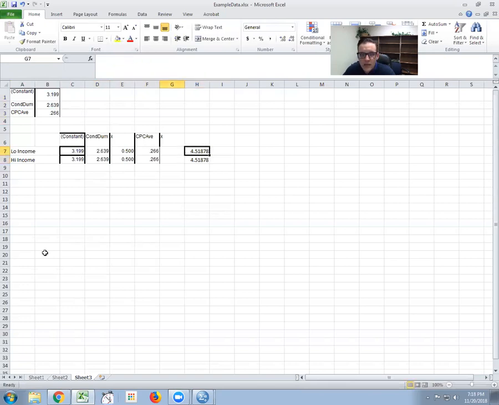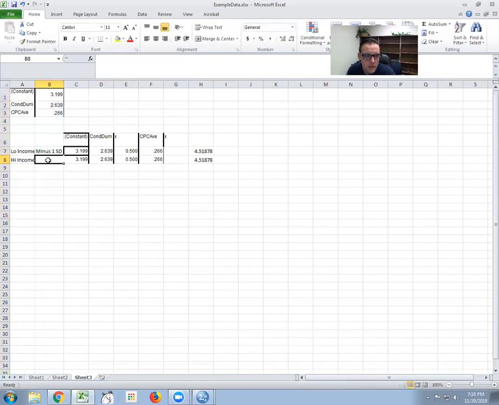All right, then for low income and high income, we usually use 1 standard deviation below the mean. That's minus 1 SD. And then plus 1 SD, so plus 1 standard deviation. All right, so how do I get those numbers? Where do I get +1 and -1 standard deviations?